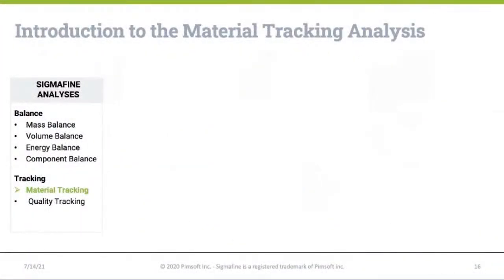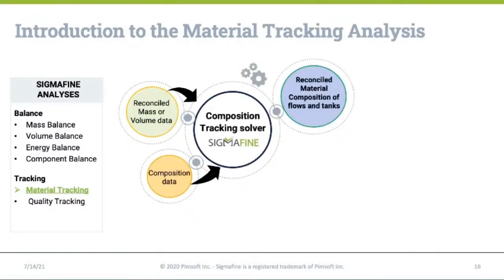Sigmafine does this by the use of material tracking analysis. As we discussed before, Sigmafine is a system that provides different analysis plugins and calculations. We can break the analysis into two categories, one being the balance consisting of mass, volume, energy, and component. The second type of analysis is tracking, which consists of material tracking and quality tracking. Let us talk about the material tracking analysis.